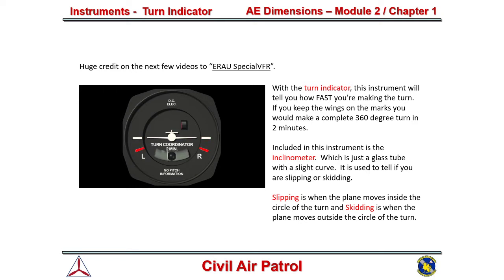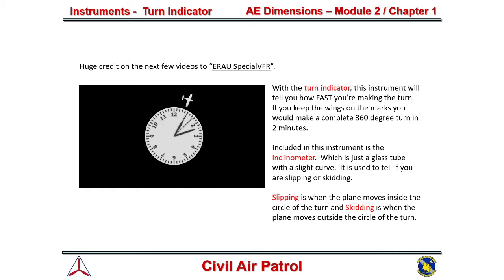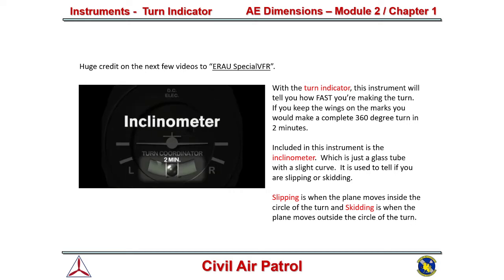So if you want to make a nice, easy 360-degree turn in 2 minutes, you can just line up your wing with the mark. Now, every plane has some different marks. The majority of airplanes have a 2-minute mark. There are some airplanes that have a 1-minute mark.